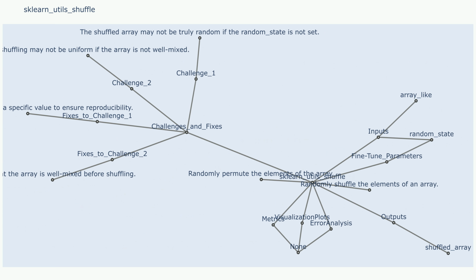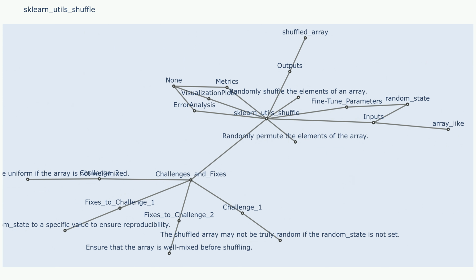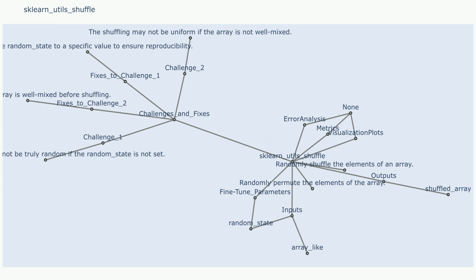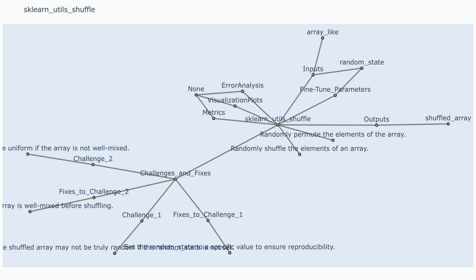Steps: random number generation: the function uses a random number generator controlled by random state to generate a sequence of random numbers. Shuffling: the random numbers are used to create a permutation of the indices of the input data. The data is then rearranged based on this permutation. Alignment preservation: if Y is provided, the same permutation of indices is applied to both X and Y, ensuring that the relationship between them remains intact.